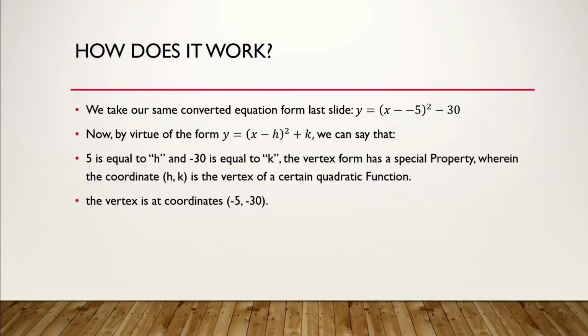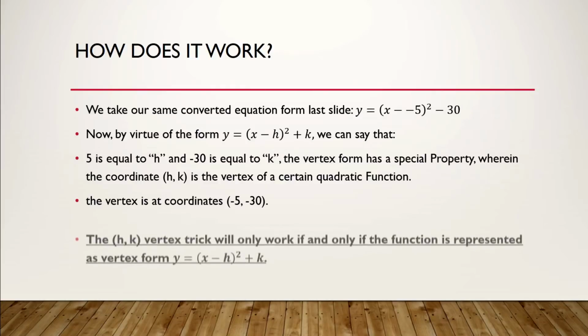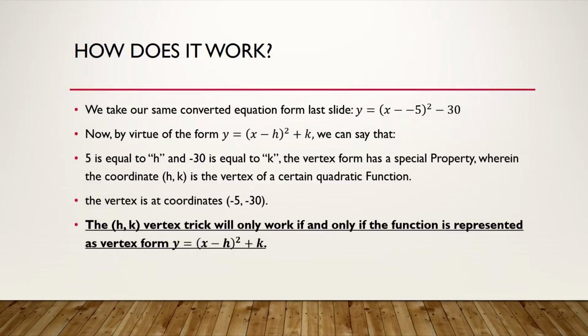Therefore, if asked for the vertex of y equals x plus 5 quantity squared minus 30, we can simply say the vertex is at coordinates negative 5 and negative 30. This trick will only work if and only if the function is represented as vertex form y equals a times x minus h squared plus k.